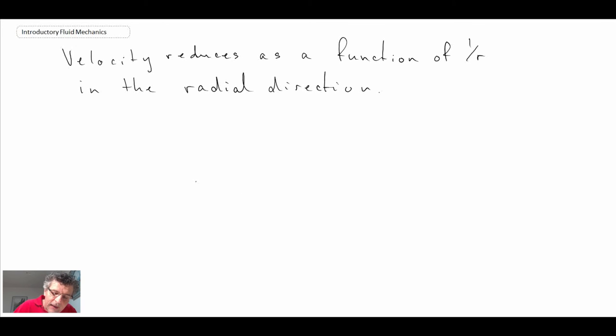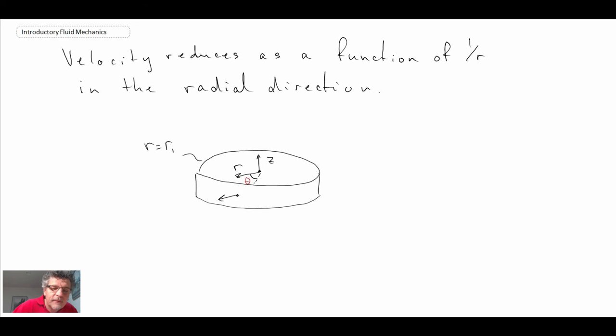So, if we had our system here, we have fluid flowing out at the center, and let's just show this in our cylindrical coordinate system. If we were to go to a radial location 1, so this here is r equals r1, and we were to look at the velocity at any location, that should be in the radial direction. Drawing out the velocity in the radial direction, we might get something that looks like that. And we could write V_r at r1 is then C over r1.